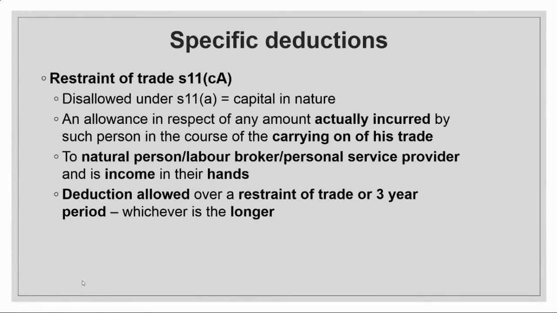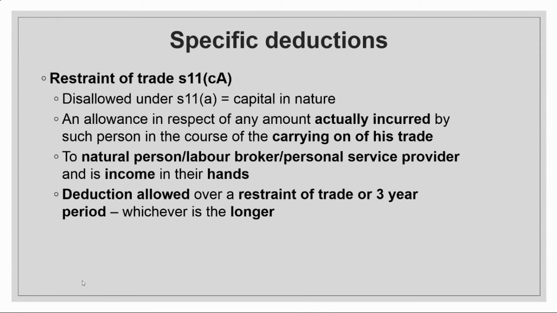Restraint of trade, this is where a company forces an employee to not be able to work in the industry they are busy working in, so then they have to pay over an amount to that employee for the period which the restraint of trade is for. Because this is seen as capital in nature, this would not be allowed in terms of Section 11A. So that is why there's a specific deduction for this.